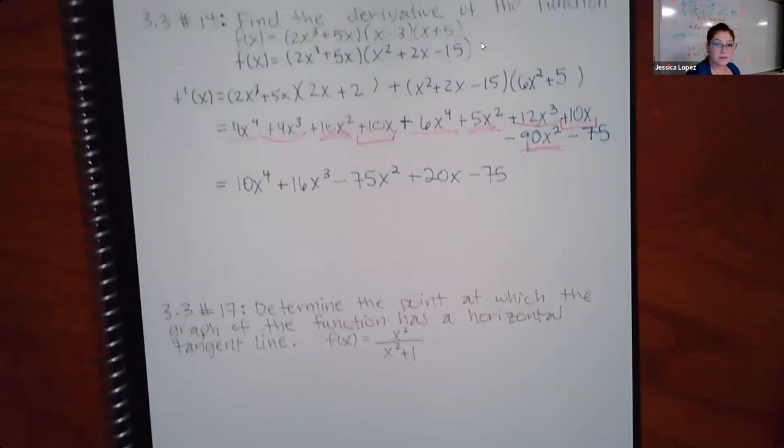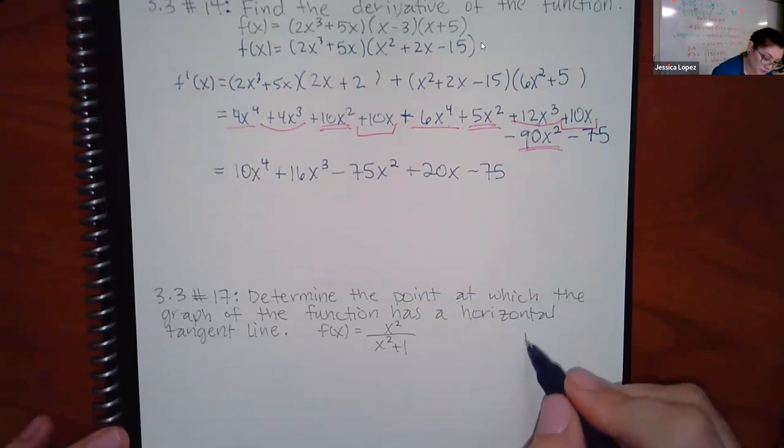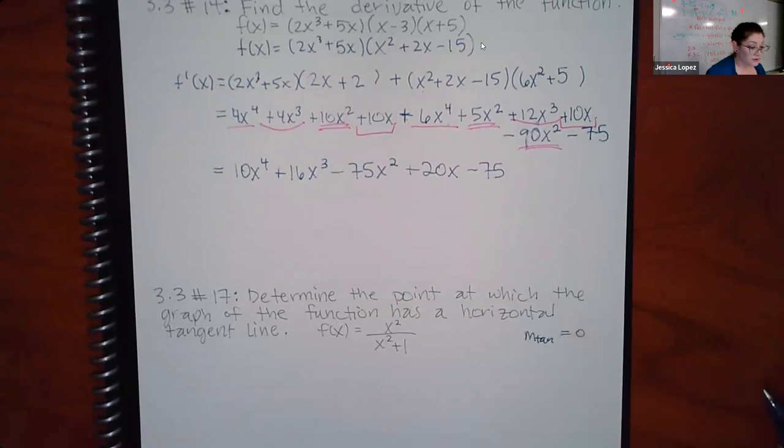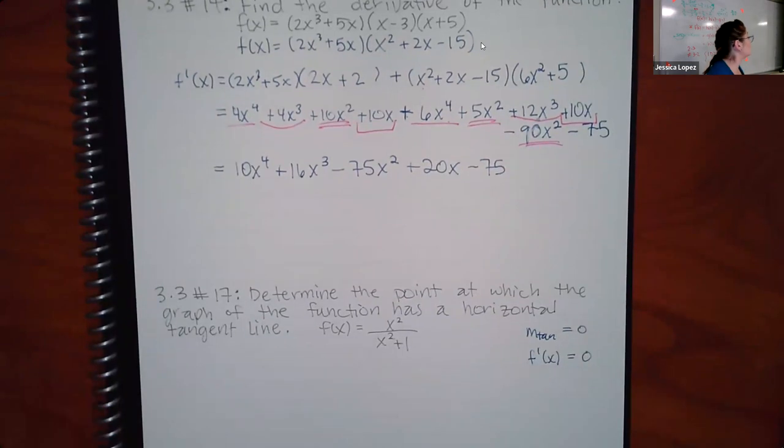Number 33. I can kind of leave that one a little bit up there for now. 3.317 says, determine the point at which the graph of the function has a horizontal tangent line. We've actually done that before, right? When you have a horizontal tangent line, it means the tangent line is flat. What's the slope of a flat horizontal line? Zero. They're essentially figuring out when the slope of your tangent line equals zero, so when mtan equals zero. That's what you're trying to find. And we know that mtan is nothing more than the derivative, so when does your derivative equal zero is what you're trying to find.